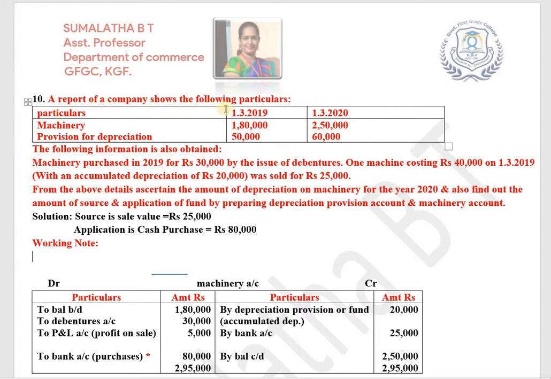A report of a company shows the following particulars. The particulars are regarding machinery and provision for depreciation, and the information has been given. Machinery opening value and closing value are given. So there is an increase in the closing value of the machinery.